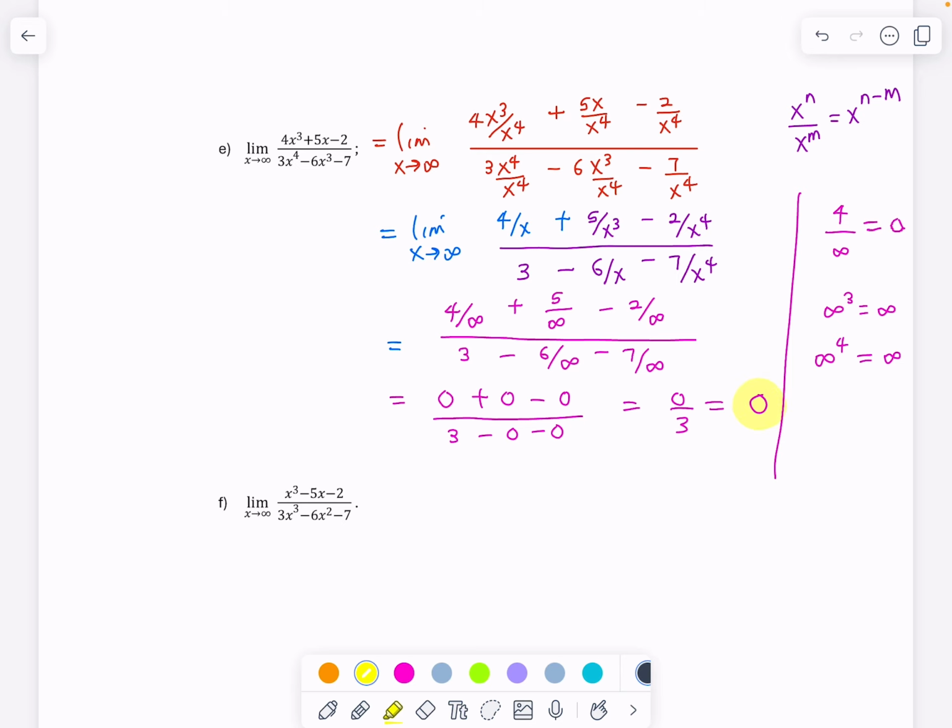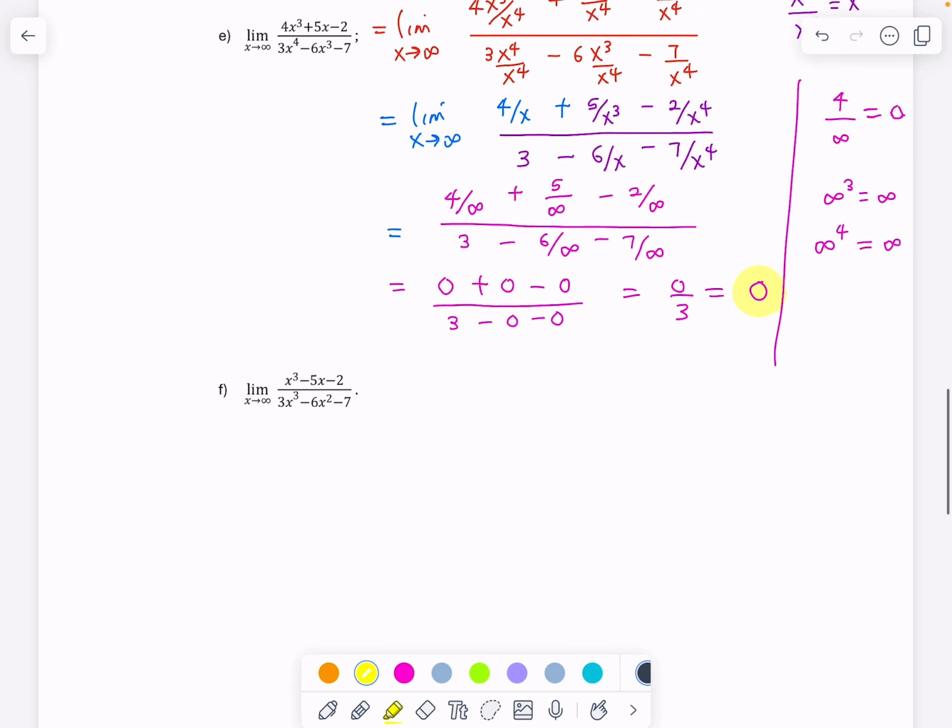Okay, now let's do the last problem. We are still going to apply the same approach. Now look at the denominator. What is the highest power of x there? The highest power of x there is going to be x to the power of 3. So I'm going to divide each term in the numerator and in the denominator by x to the power of 3.